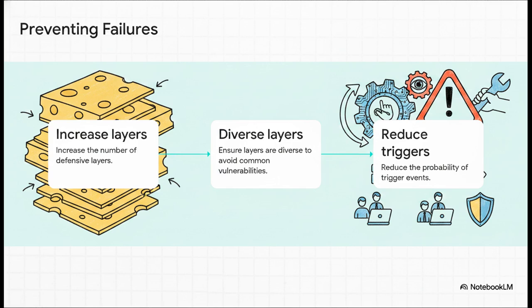First, we simply increase the number of defensive layers. More slices of cheese mean it's statistically way less likely for a straight path to open up all the way through. Second, we make sure the layers are diverse. If two layers use the exact same software logic, their holes will be in the exact same spot. You want diverse checks, like having a human double-check an automated output. And third, we try to reduce the chance of the trigger event happening in the first place, maybe through better user training to minimize those active failures.